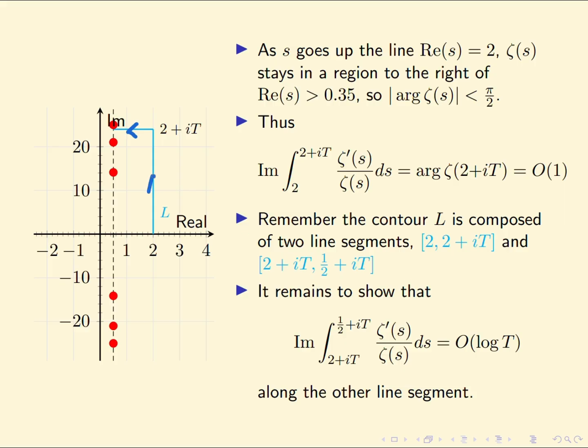If we prove this, then we're done with the theorem. We proved that going up this line is already O of 1, so we just need to show that this part is O of log of t. And this part is going to be pretty hard. I'm not going to be able to provide too much intuition for the rest of the proof. It's almost purely technical at this point, so feel free to skip this if you only want to see the intuition.